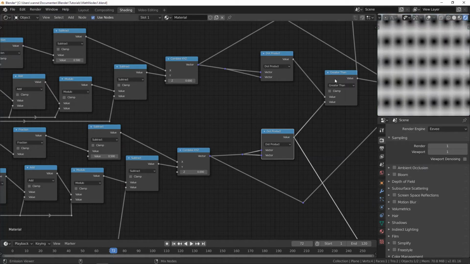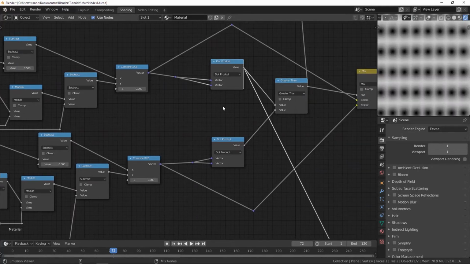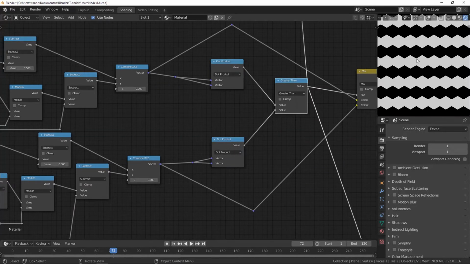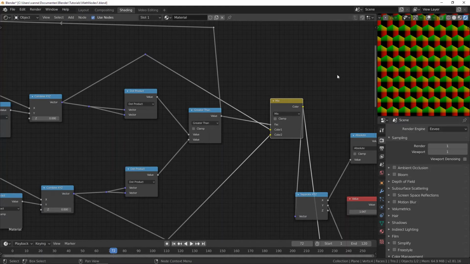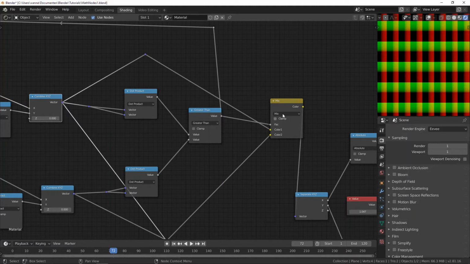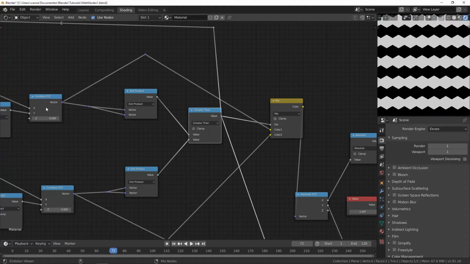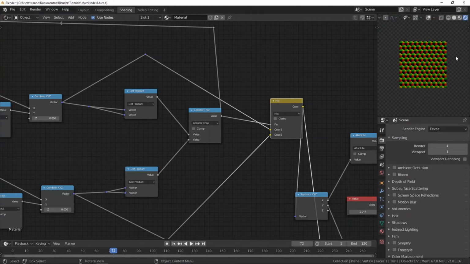The same thing here. And then if I take greater than, you can see we get a sort of factor that we can use to combine both of these. So this tells us whether this one was closer or this one was closer. If it's white, this one was closer, and if it's black, this one was closer. And when we use this as a factor, you can see I'm actually overlaying this onto this so that we get our hexagons. And that's how we get our hexagons.